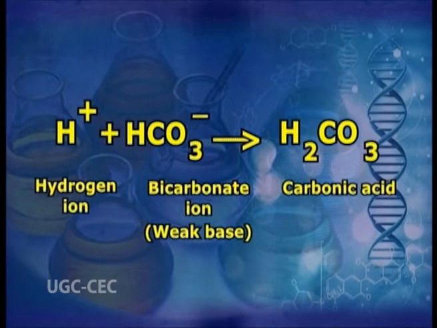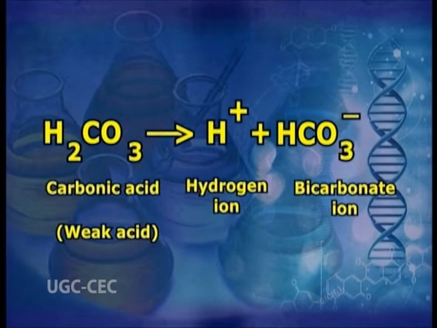The carbonic acid H2CO3 dissociates into water and carbon dioxide, and the CO2 is exhaled from the lungs. Conversely, if there is a shortage of hydrogen ion, the carbonic acid H2CO3 can function as a weak acid and provide hydrogen ion as follows.